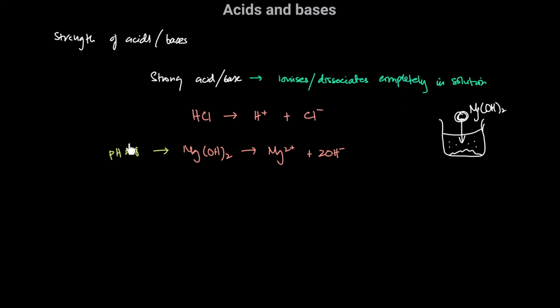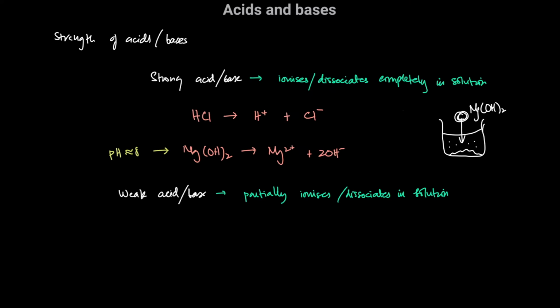Even though it doesn't have a very high pH, the pH for this base is relatively low because it's relatively insoluble, but it is still a strong base, because whatever does dissolve ionizes completely. Now when we say that something is a weak acid or a weak base, what that means is that it only partially ionizes or dissociates in solution. Okay, only partially ionizes or dissociates in solution.